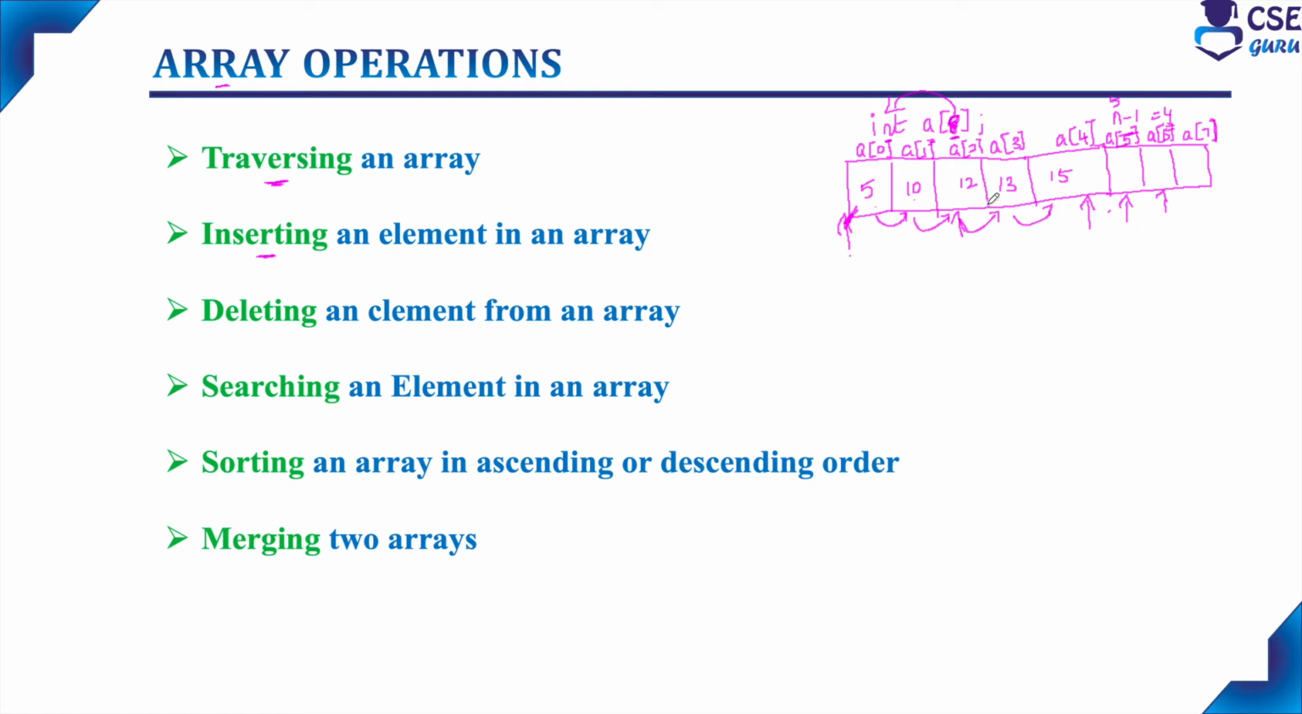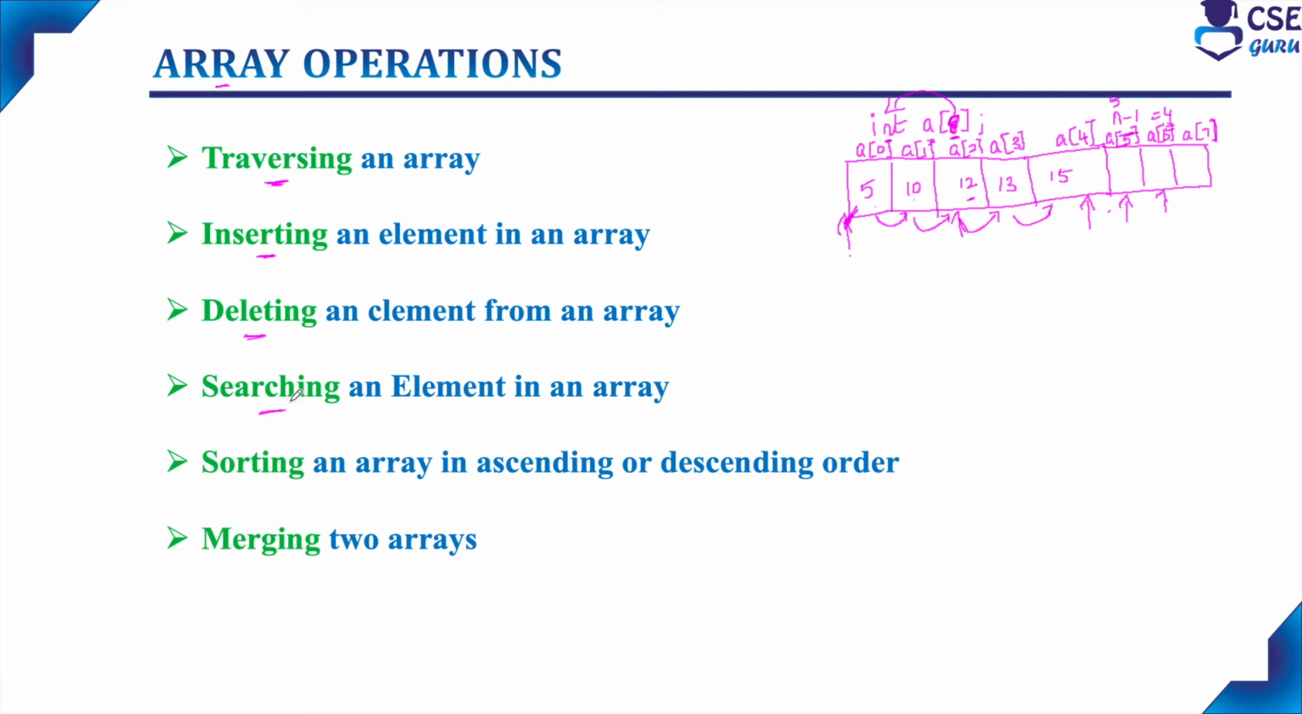If you insert in between, the elements have to be moved by one position to free the memory location. This element moves to the next location, this element moves to the next location, and so on. But we have to ensure that the number of elements does not exceed the size of the array. Within the declared size, we can insert at any position. Similarly, deletion is also possible. You can delete the first location element, any element in the array, or the last location element.